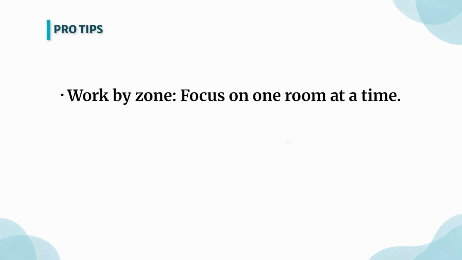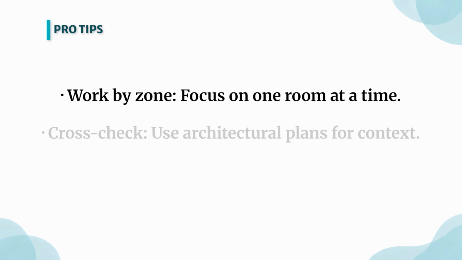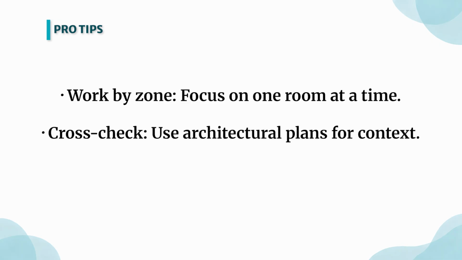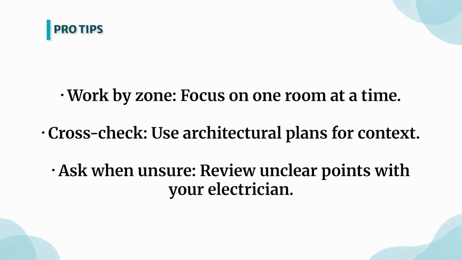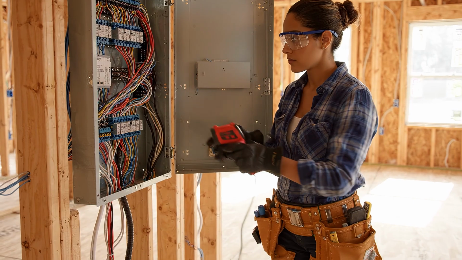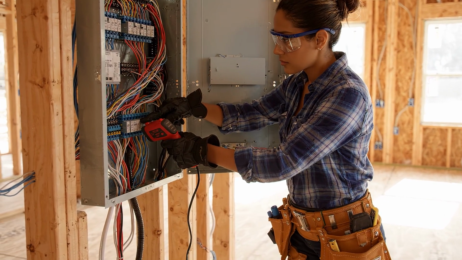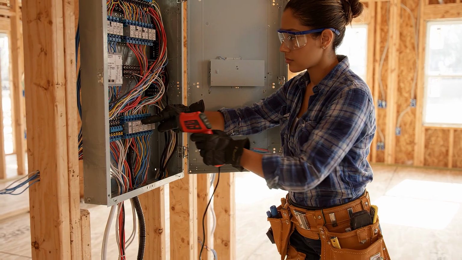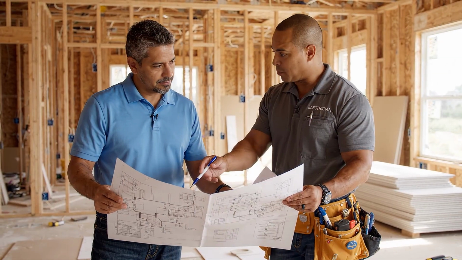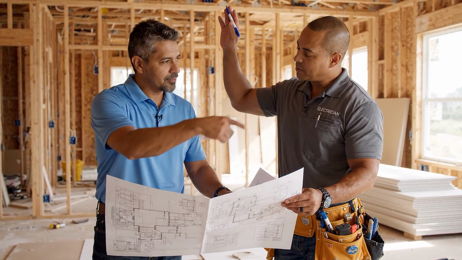To wrap things up, here are a few quick tips for your next project. Work zone by zone. Focus on one room at a time instead of the whole plan. Cross-reference. Check the architectural drawings to get the full context of the space. Ask questions. Circle anything unclear and walk through it with your electrician. Ultimately, reading a plan is about seeing the big picture, knowing your symbols, and following the connections. Once you start working methodically, it all makes sense.